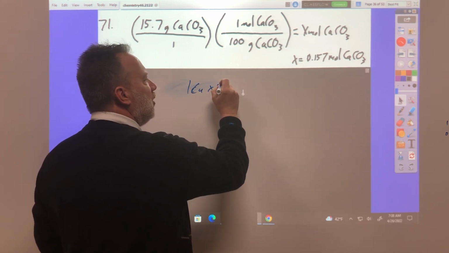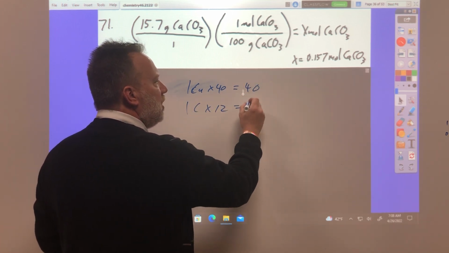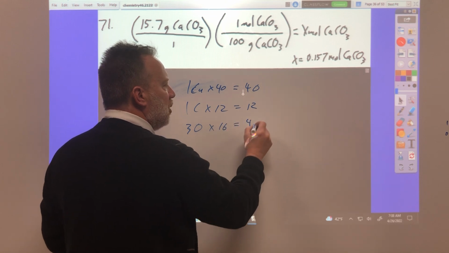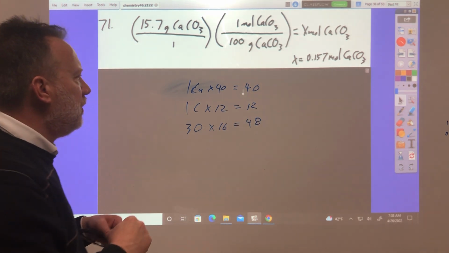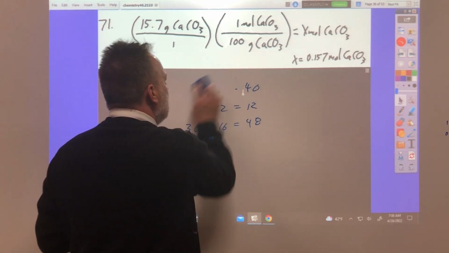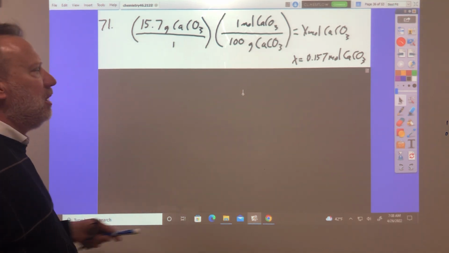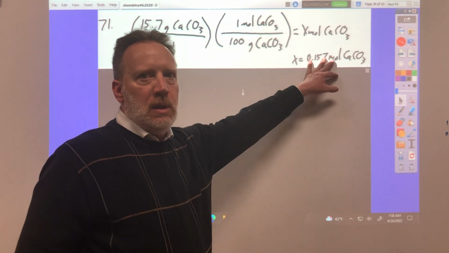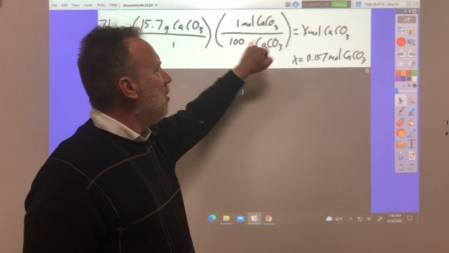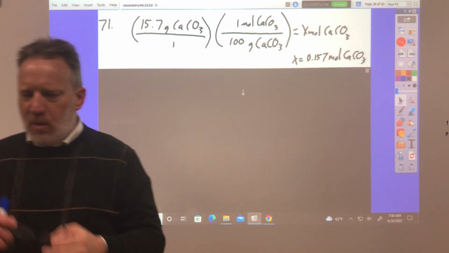1 calcium times 40 is equal to 40. 1 carbon times 12 is equal to 12. 3 oxygen times 16 is 48. You add all that up, and you get 100. Pretty close. If you use a calculator and the numbers off the periodic table, you'll get something a little different from this. But 15.7 grams divided by 100 is 0.157 moles calcium carbonate.